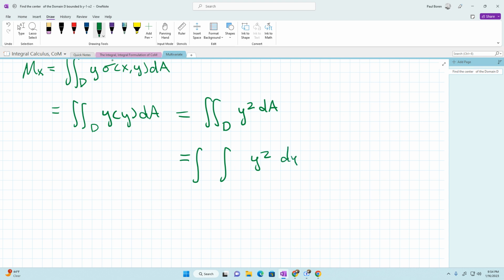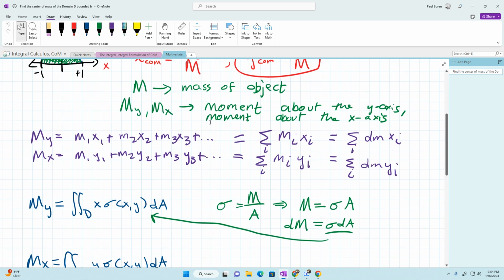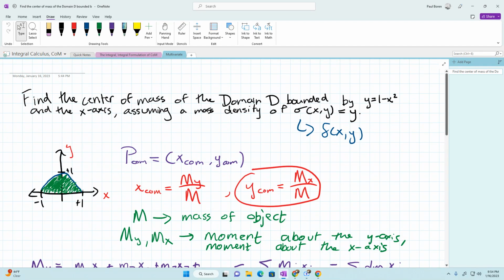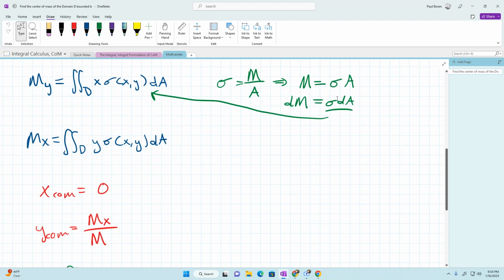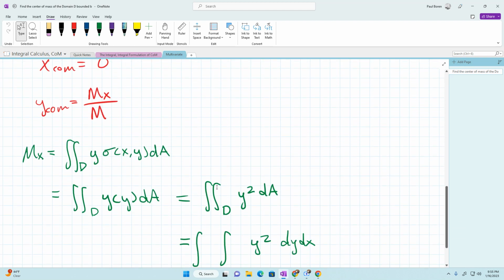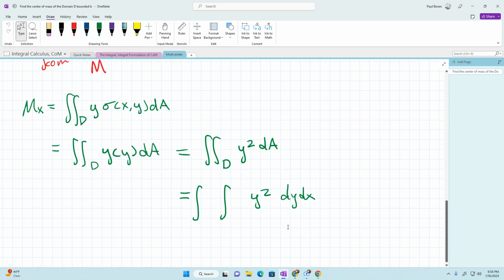Okay, so I'm going to now replace my dA with a dy dx. Why we make that substitution is that, to find the total area of this shape, we're basically adding up a bunch of infinitely small squares or rectangles together, and the side lengths of that rectangle or that square would be dy and dx. To find the area, you'd multiply them together. That's why we can substitute this dA with a dy dx.